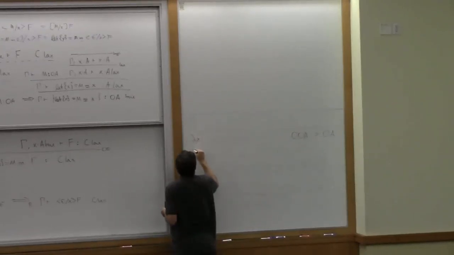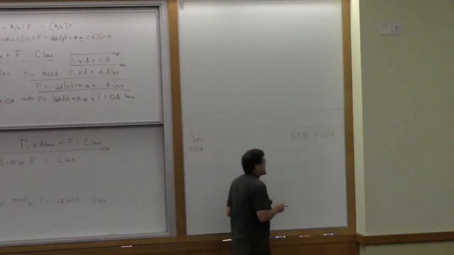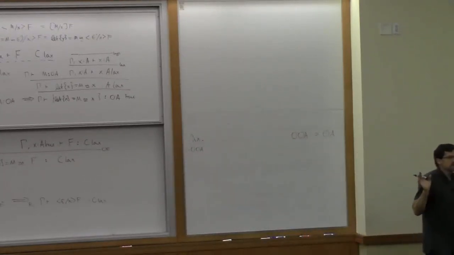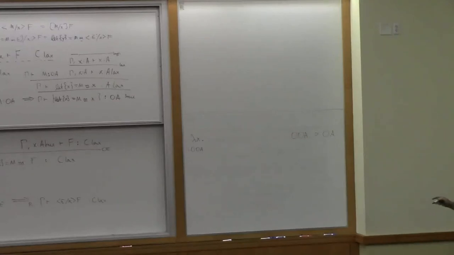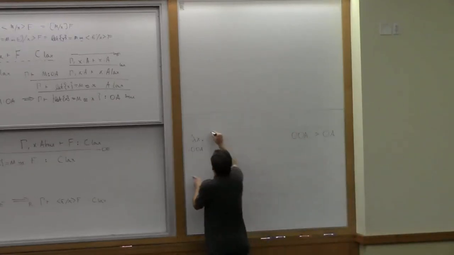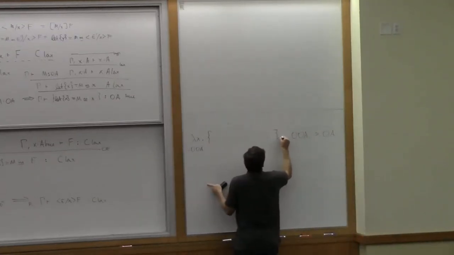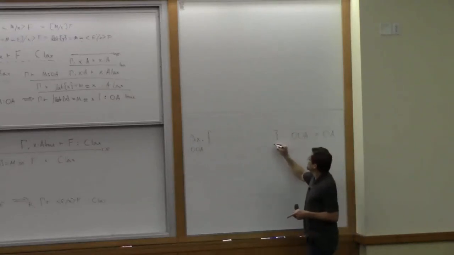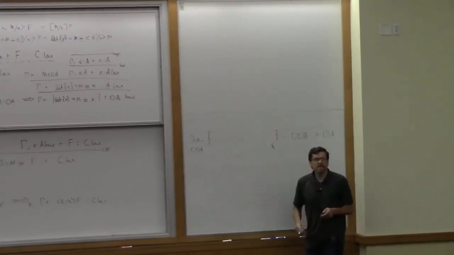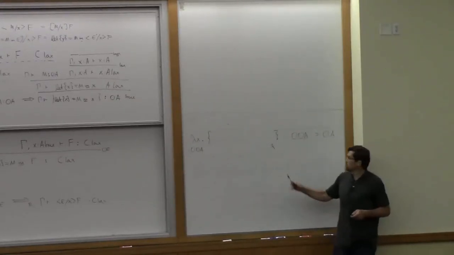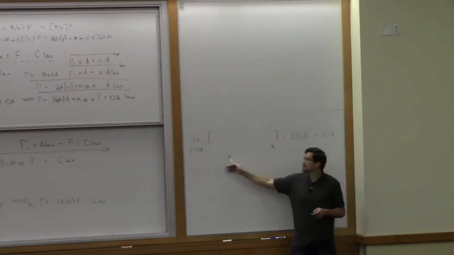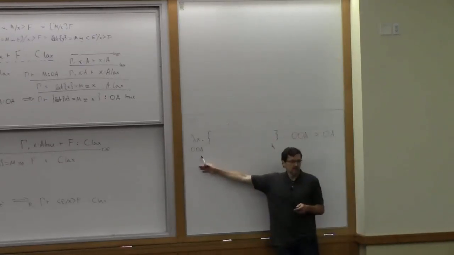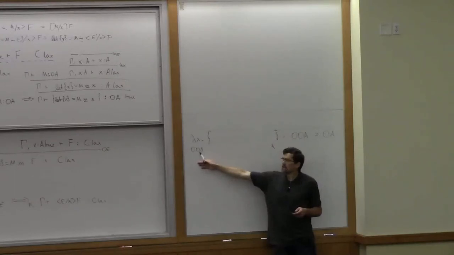Lambda x, what's the type of x? Circle circle A, right? So what do we do next? We need something of type circle A. How do we get that? Braces. So inside here we need something of which type? Inside we need something of type A. Okay, how do we get that? Well, we can't do any introduction form anymore. We have to apply an elimination form. Right? How do we eliminate one of the circles here?